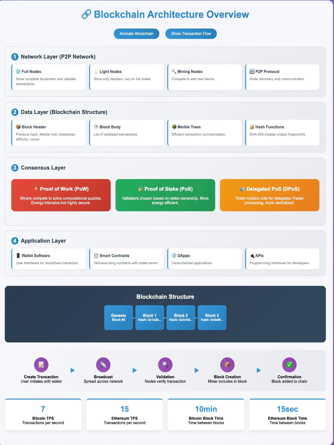Layer 1, network layer. The network layer is the foundation. It's a peer-to-peer network where every participant can communicate directly with others. No central server needed. There are 3 main types of nodes. Full nodes, these are the heavy lifters. They store the complete blockchain history and validate every single transaction. Think of them as the guardians of the network.